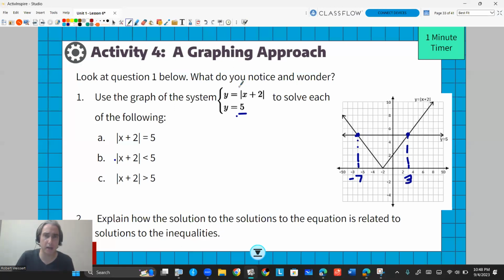If I plug in negative 7 plus 2, I'm going to get negative 5. And if I take the absolute value of that, I'm going to get 5. And if I plug in 3 plus 2, I'm going to get 5. And the absolute value of 5 is also 5. So 3 and negative 7 seem to be the right answers to the equation. So when we're doing it like this one, we don't have to do any inequality statements. We just say x equals 3, x equals negative 7.